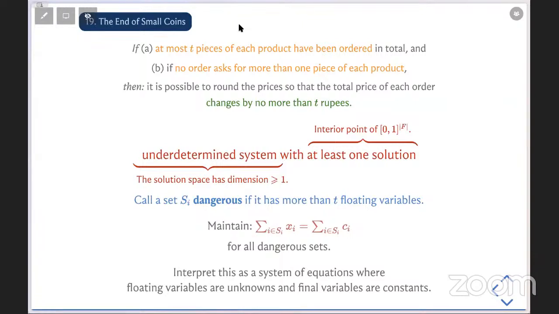But I know that the solution space is dimension at least one, which means that I can at least find a line that contains my current solution. And I can walk along this line until I hit the boundary of the cube. But what does it mean to hit the boundary of a d-dimensional cube? If I look at the intersection of the boundary of this cube along with the solution space, what do those points look like? Are they special in some way, especially from the point of view of being able to fix some of my floating variables?